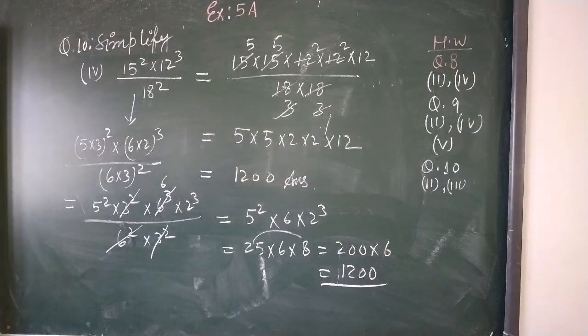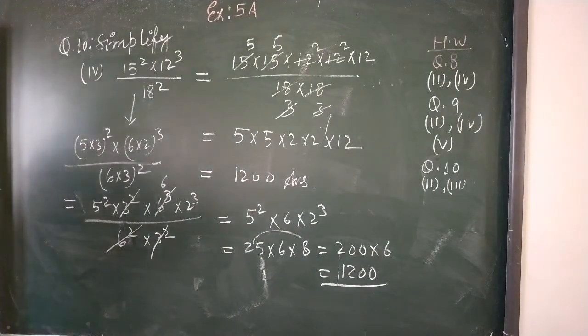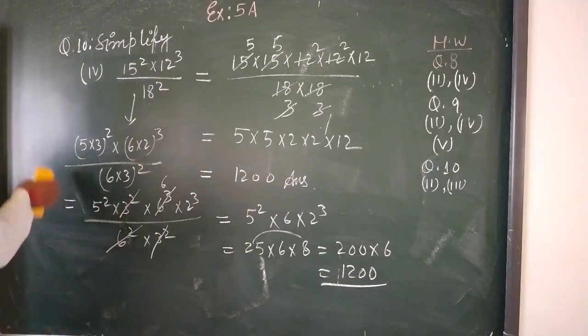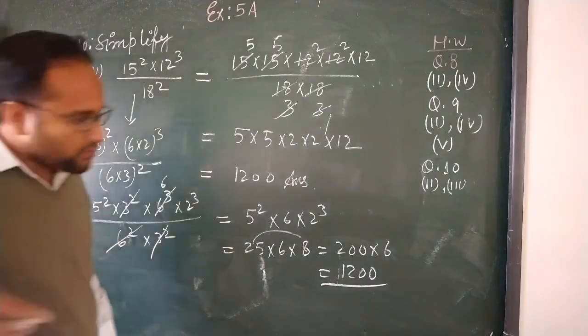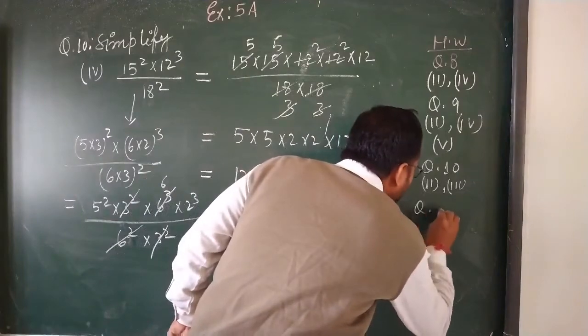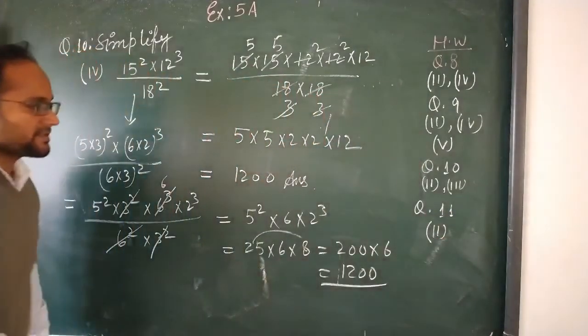Now see this question number 11, which is also based on simplification, students. In that there are 3 questions. In that I will do the first and third. The second one you also do by yourself. Okay, so complete this one. Take your time to complete it, no problem. See this question number 11, students. The second one you will try by yourself.